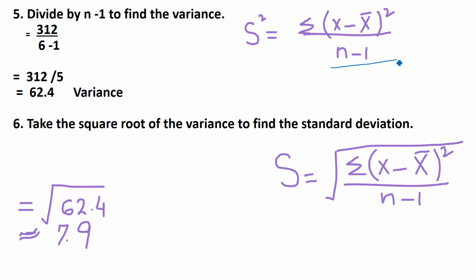In case of population, you have to divide it by 6. But this is the sample, right? So you have to subtract 6 minus 1, which is equal to 5. 312 divided by 5 is equal to 62.4. This is our variance. Now you have to take the square root of this variance, which will be approximately equal to 7.9, and this is called the standard deviation of the sample, right? So these are the 6 steps.